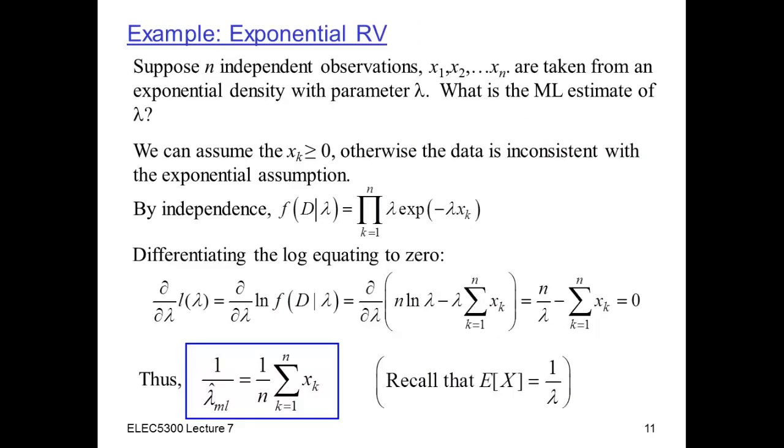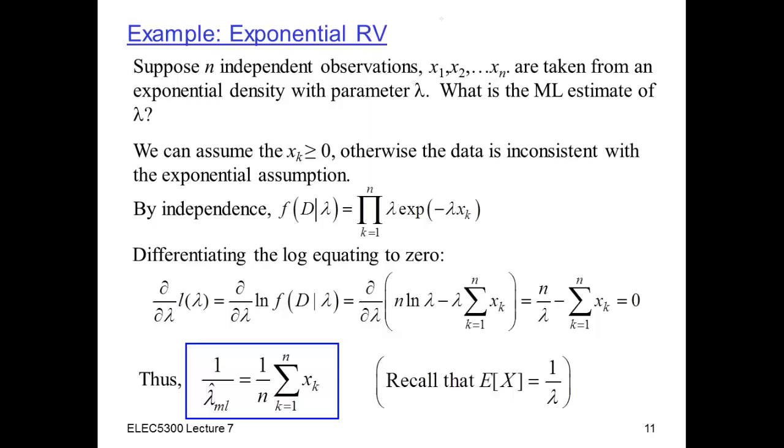And this is true for other random variables as well. In this example here, we'll take a look at the exponential random variable. Now we're going to assume that the observations are taken from an exponential density, and the exponential density is determined by this parameter lambda.